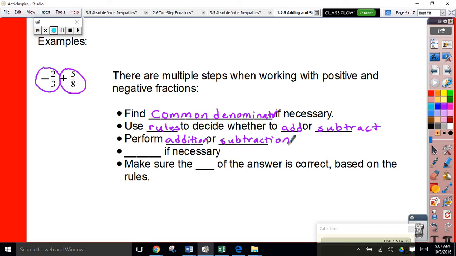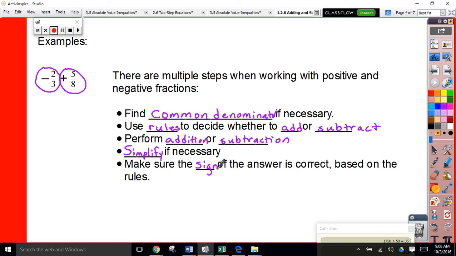Our next step is to simplify, if necessary. So you may need to change an improper fraction to a mixed number. You may need to reduce the fraction. And then your last step is making sure that the sign of the answer is correct based on the rules. So let's go through these steps with the example that I have up there.